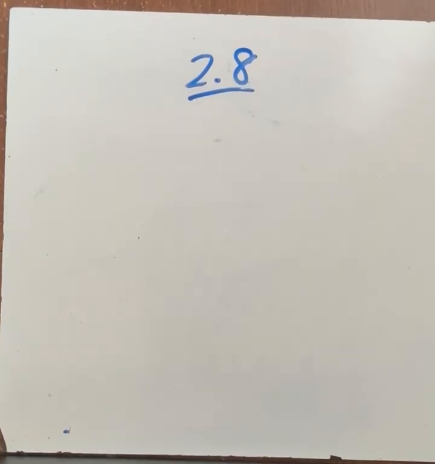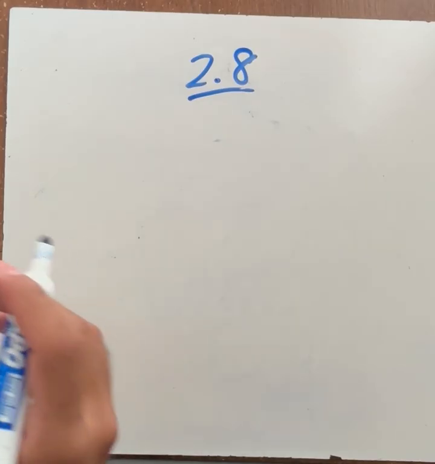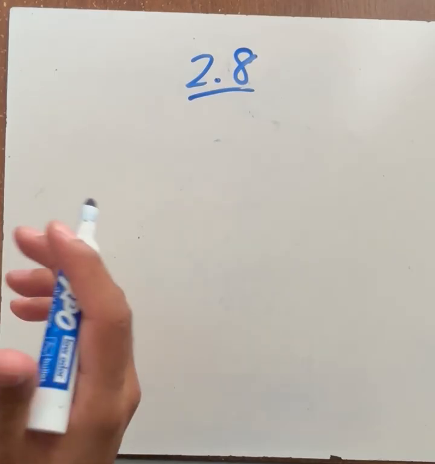All right, let's go and take a look at lesson 2.8. Lesson 2.8 is about bringing it all together and making sure that we factored completely, using any of the methods that we've used so far, just to make sure that we factored any polynomial that they give us completely.